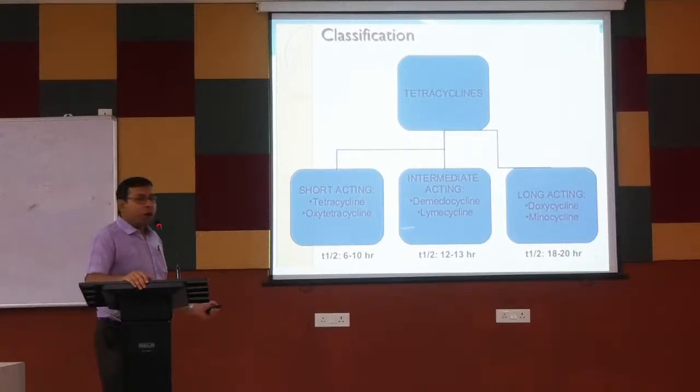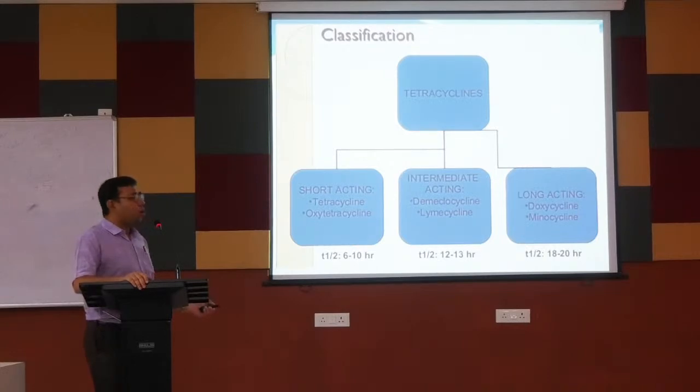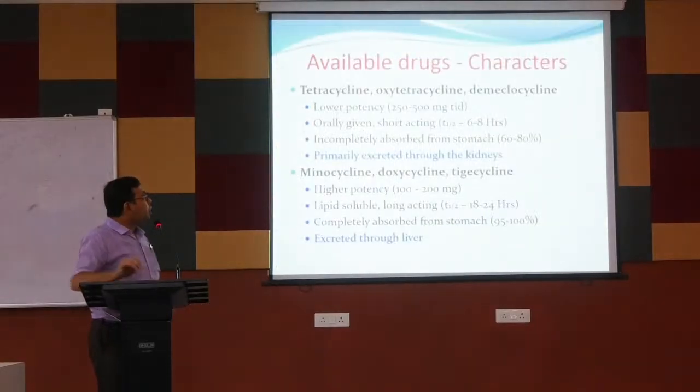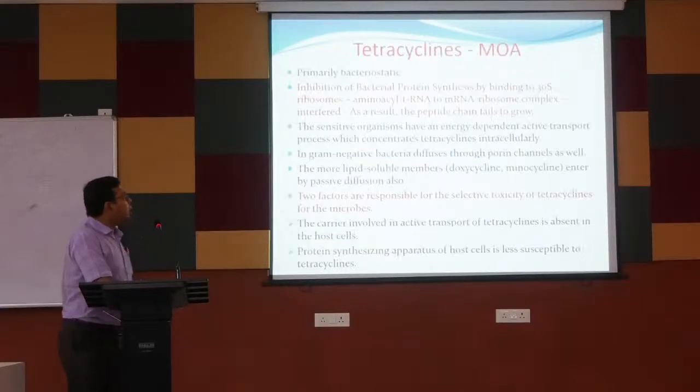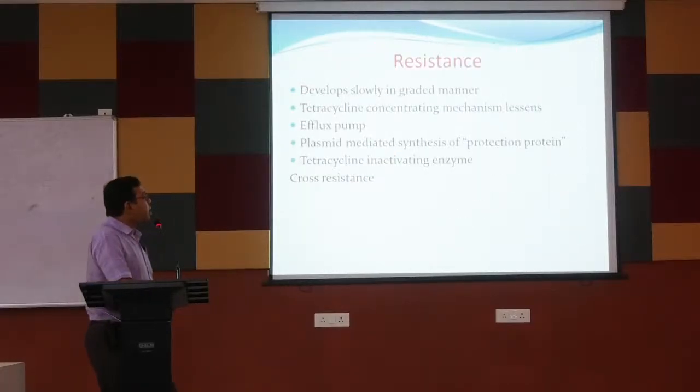According to the half-life, whether 6 to 10 hours, or 12 to 13 hours, or 18 to 20. So basically, the previous ones, tetracycline and demeclocycline, are of lower potency and primarily excreted by the kidney, and the newer ones like doxycycline and minocycline are of higher potency, lipid soluble, long acting, excreted by the liver, and completely absorbed from the stomach. So how does tetracycline act?